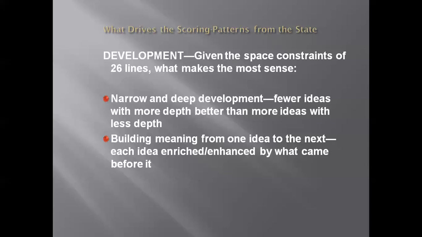We talk about development. You have 26 lines, and we have planning pages. It's important that the students use those planning pages to plan and revise and edit, and then take it onto that line paper. We have to talk about the big ideas, the narrowing and developing those ideas, not having a ton of ideas, like 5 or 6 or 7, but narrowing them down to what's most important. Victoria Young always talks about the economy of language, building the meaning from one idea to the next, but using those lines in the most judicious way possible.